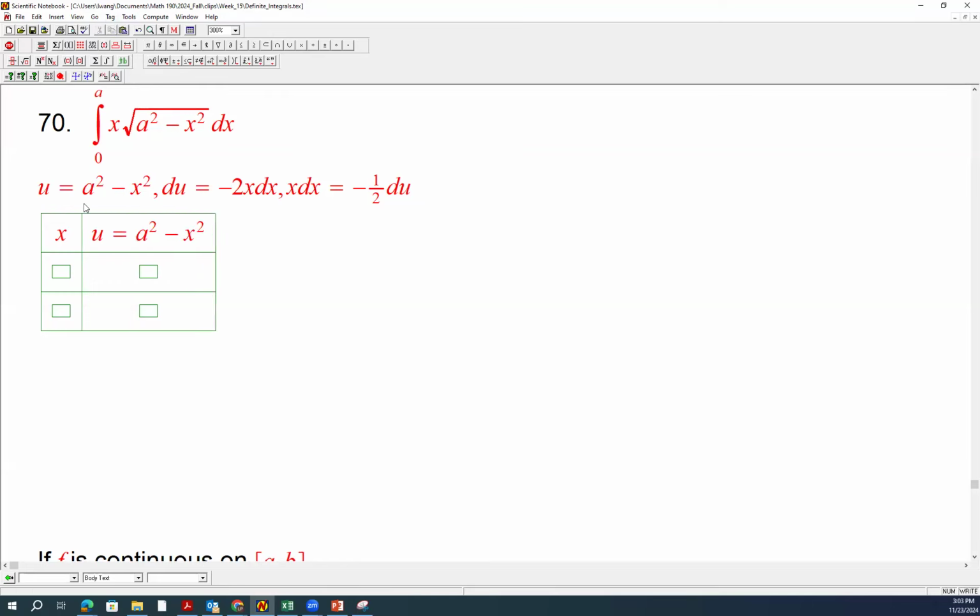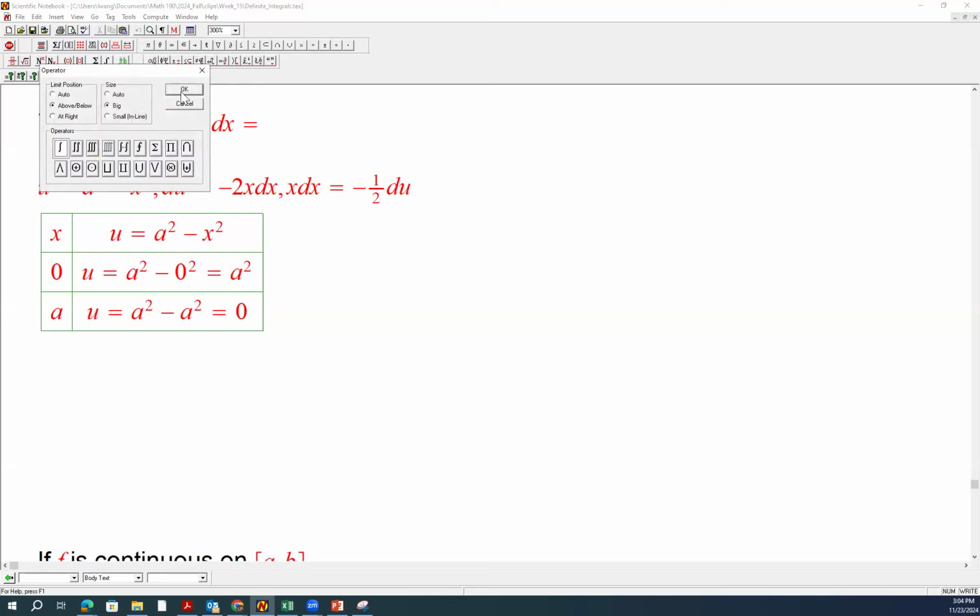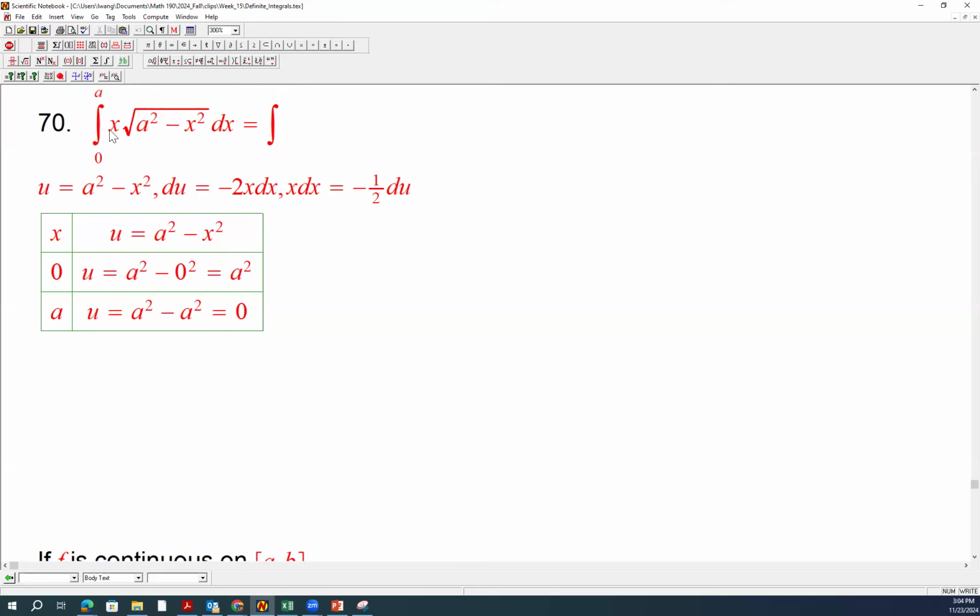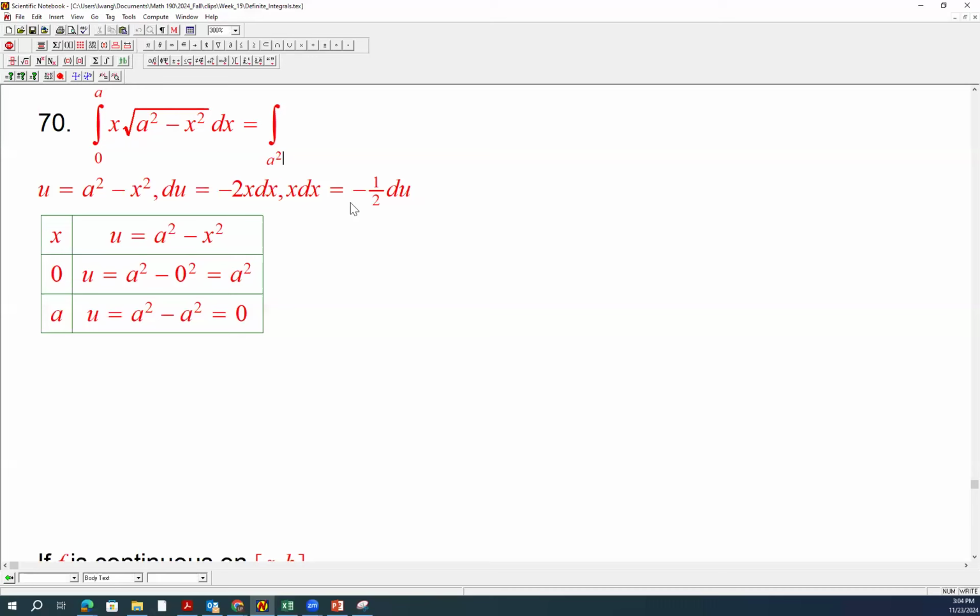So x, u, right? So in that relationship, the interval for x is from 0 to a, and the respective interval for u is going to be what? When x equals 0, this is just going to be a squared. When x equals a, that's going to be 0. Okay, so after the substitution, we're going to do the 1, 2, 3. 1 is the interval change. Interval changes from 0 to a, now to a squared to 0.